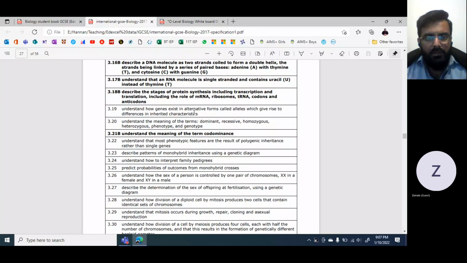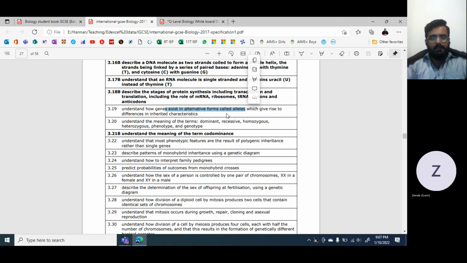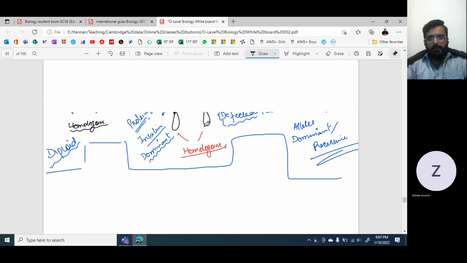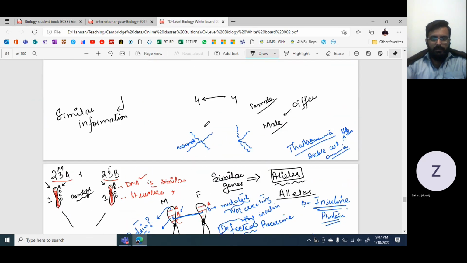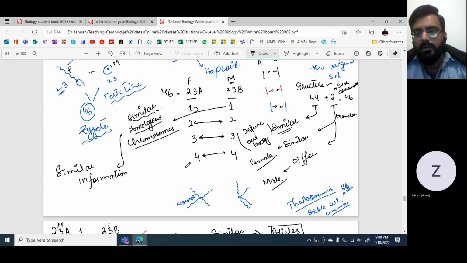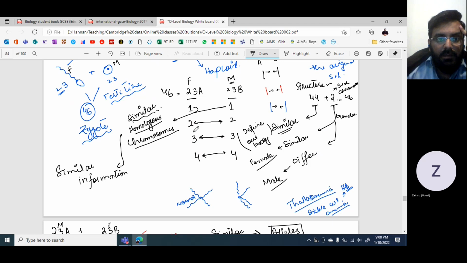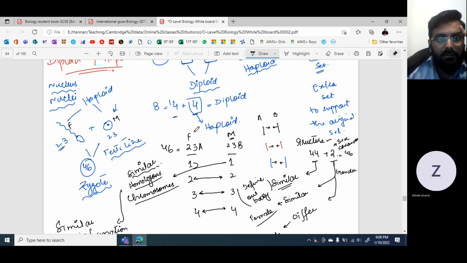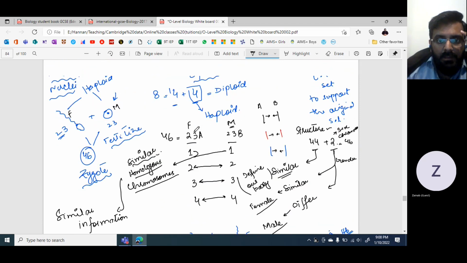Going through our outline, we will come to know that many of the alternative forms of genes we have discussed are alleles, and then some inherited characters and something else. But first of all, I'm going to revise some concepts from the previous lecture, so that we will not have to revise those again and again in today's lecture.